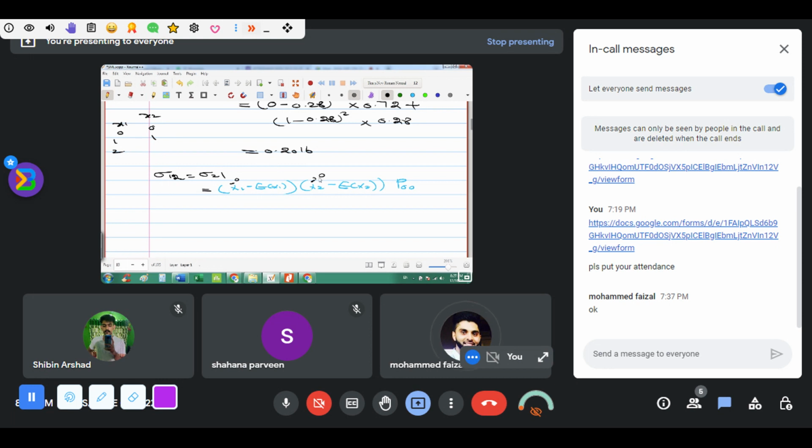Okay. So understood? Any doubt? So it is P00. The first value is x1 value 0 and x2 value 0. Then I put here x1 value 0 and x2 value 0. You know the expected values? The expected value of the first one is 1. The expected value of the second one is 0.28. Is that correct? Any doubt?